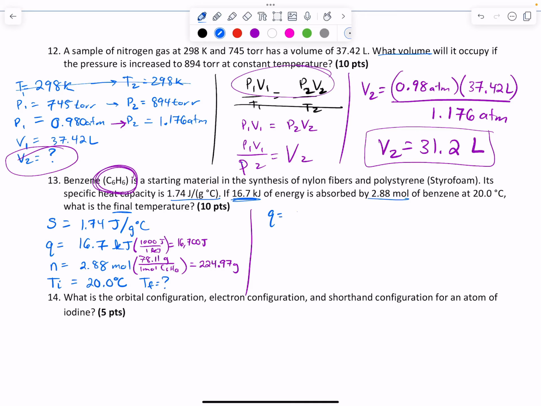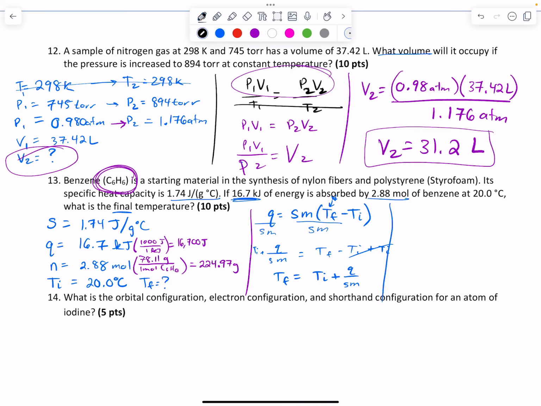All right, what equation do I use? Q equals SM delta T. Remember, delta T is the same thing as T final minus T initial, and what I'm solving for is T final. So I need to get that by itself. The first thing I do is divide both sides by SM. So Q over SM equals T final minus T initial. I then can add T initial to both sides, canceling it out there. And that makes it be T final equals T initial plus Q over SM.